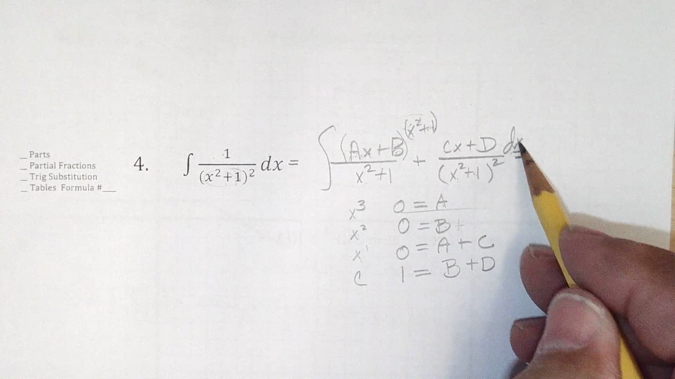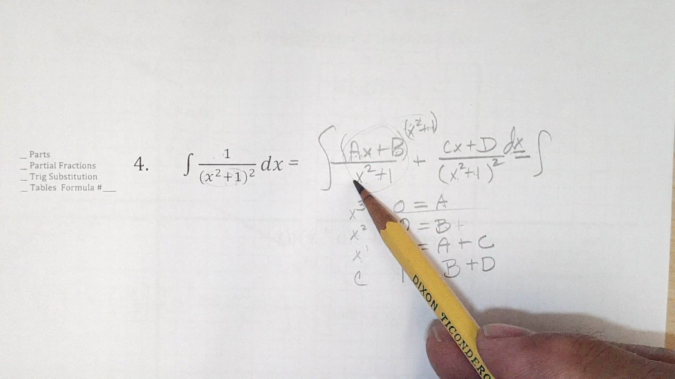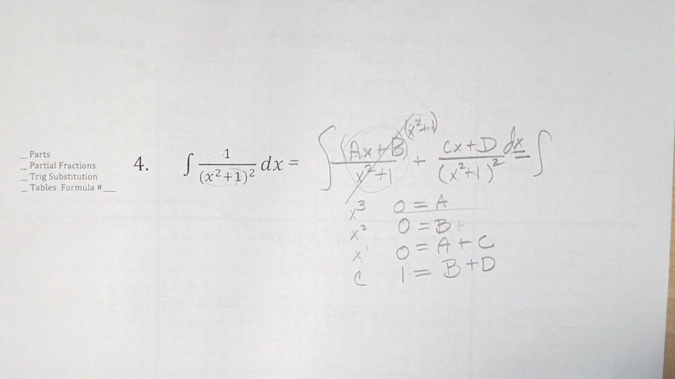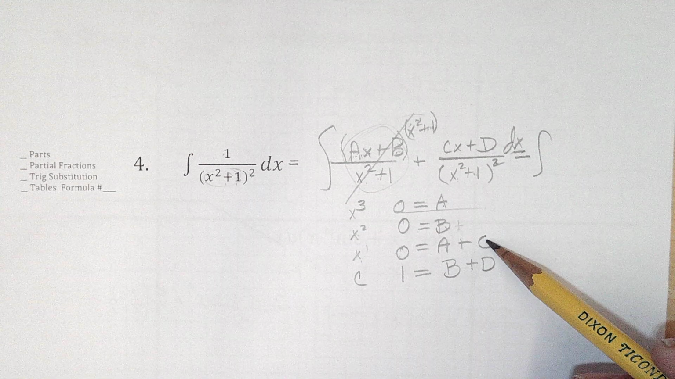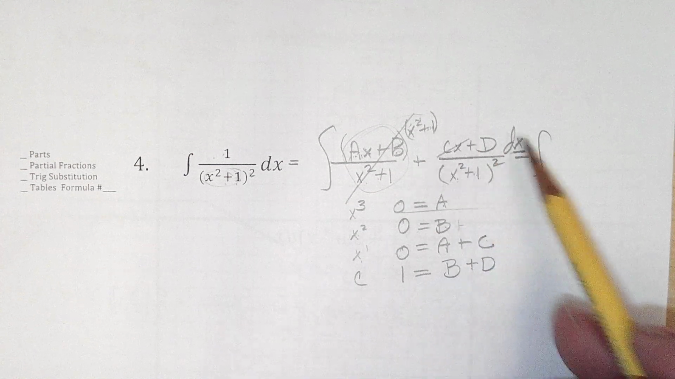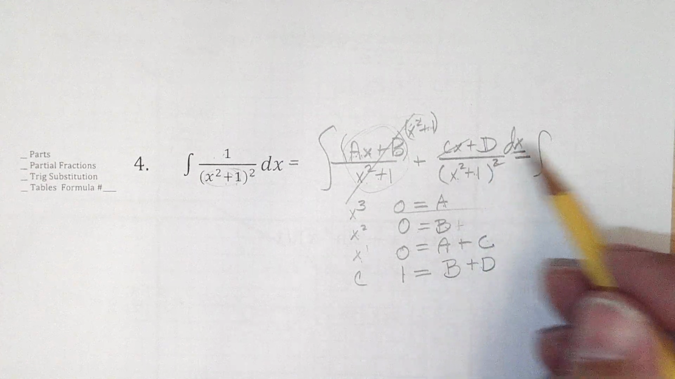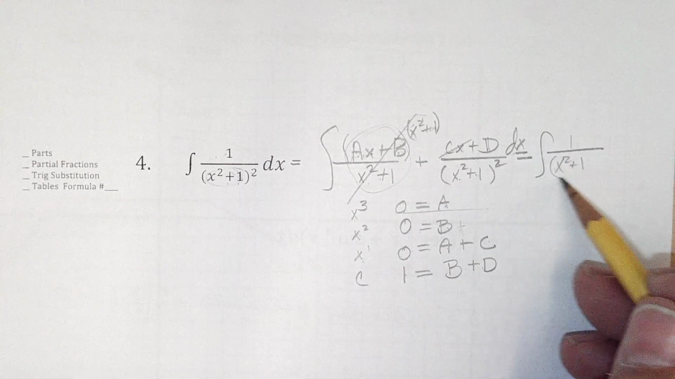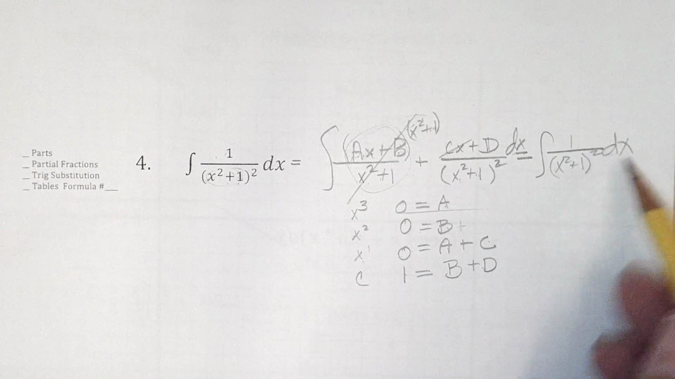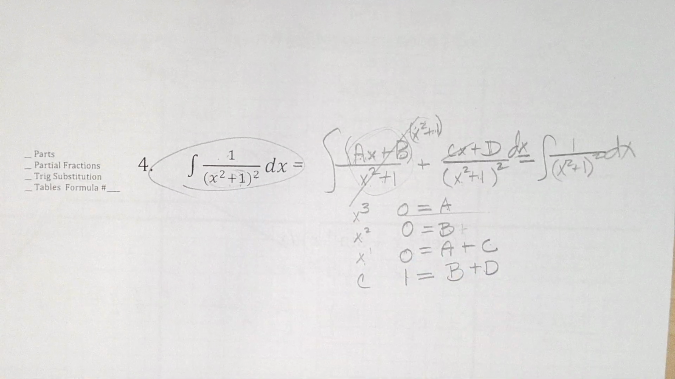So this integral would change to two integrals. A is 0 and b is 0. Oh, this whole fraction is 0, so that would be gone. And let's see, a plus c is 0, and if a is 0, c must also be 0, so this is 0. And if b is 0 and b plus d is 1, d must be 1, and so it becomes the integral of 1 over (x squared plus 1) squared dx. Oh, that's what we had to start with. So this doesn't work. Doing partial fractions doesn't get us anywhere.